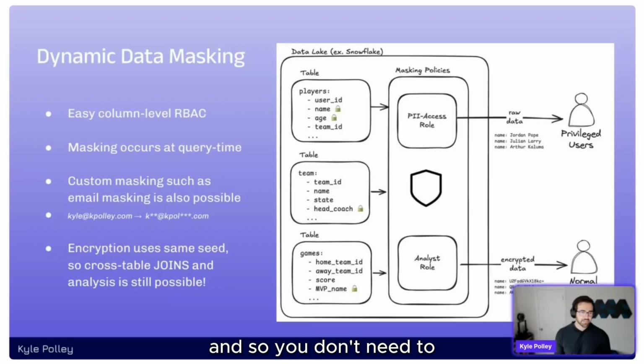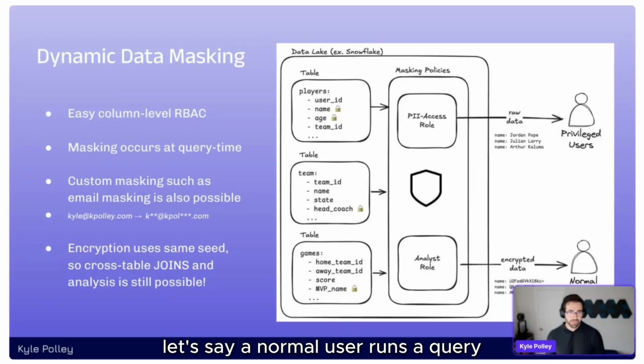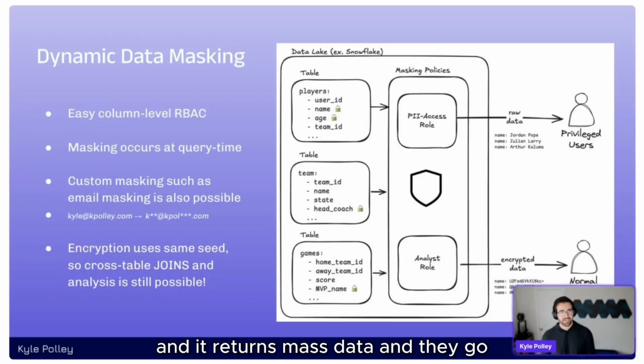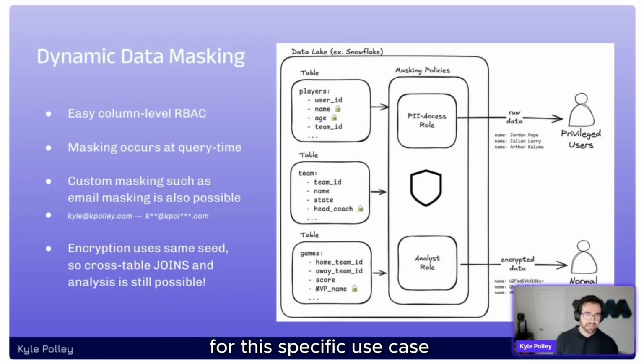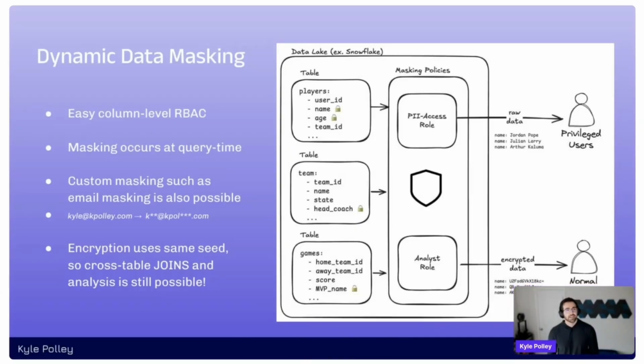I think what's really notable here is that masking occurs at query time, so you don't need to duplicate data at all. Folks can run the same exact query. What's really cool is that, let's say a normal user runs a query and it returns masked data, and they go, you know what, for this specific use case, I need to see the raw data. They can contact the security team or IT team or whoever, get access to those roles, and then run the same exact query and get the raw data. From a user experience perspective, it's really, really fluid.